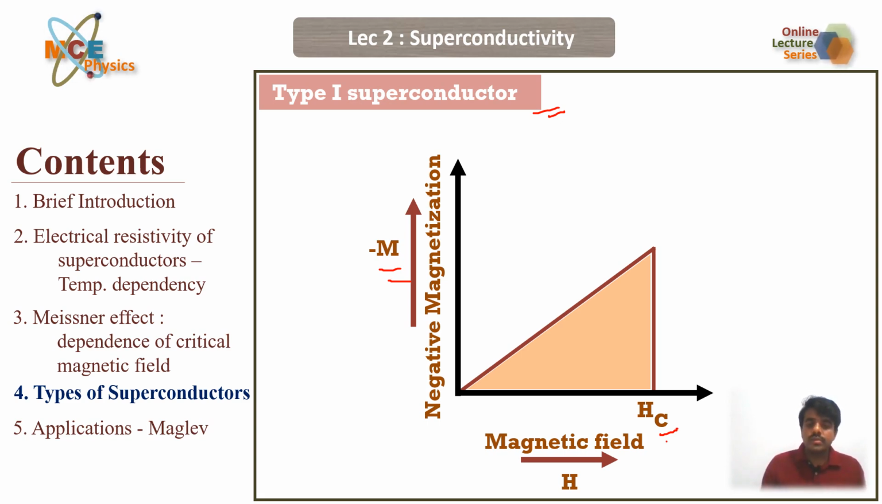So this is nothing but the type 1 superconductor. We need to notice one thing: there is only one Hc, that is, one critical magnetic field. This is the curve shape, and we need to keep it in our mind and compare it with the type 2 superconductor to understand more about type 1 and type 2 superconductors.